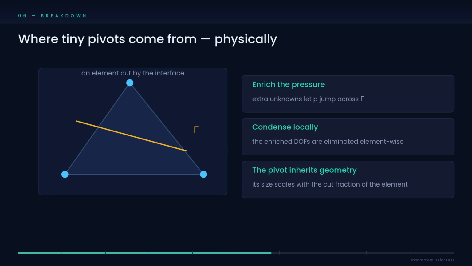And in two-phase flow, these pivots are not rare accidents. When you enrich the pressure space so that pressure can jump across the interface, Aussi's-type enrichment is the standard example, the extra unknowns on cut elements are eliminated locally by static condensation. The size of the resulting pivot scales with how much of the element sits on each side of the interface.